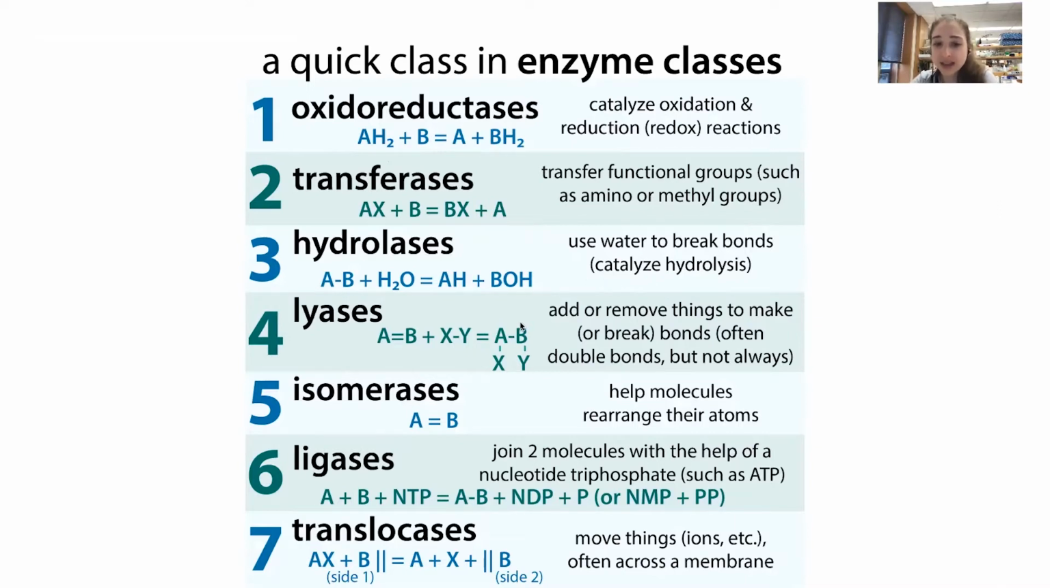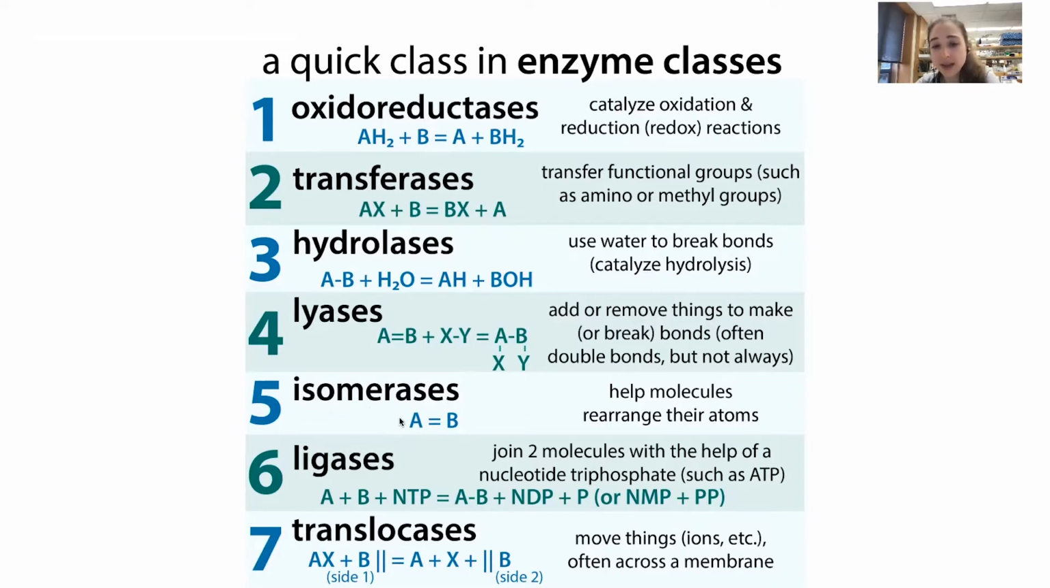4, we have lyases. These ones are kind of confusing. They add or remove things to make or break bonds. These are often double bonds, but not always. The key thing is that they're doing this in a way that isn't hydrolysis and isn't redox. So these are classified as lyases, and they often involve double bonds or ring structures. 5, if you see a 5 in that first place, that's an isomerase.